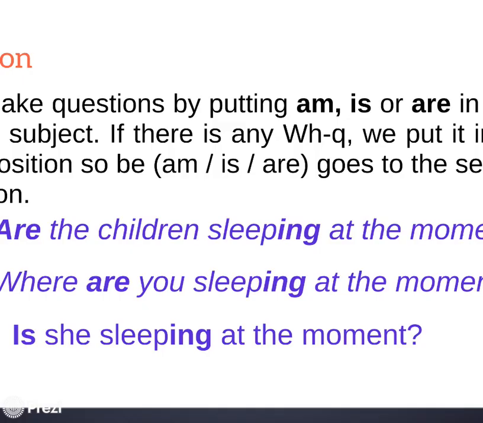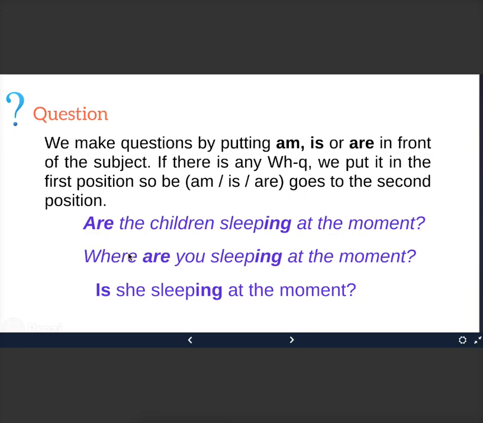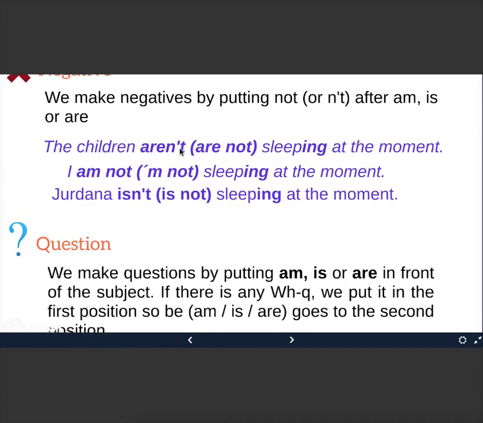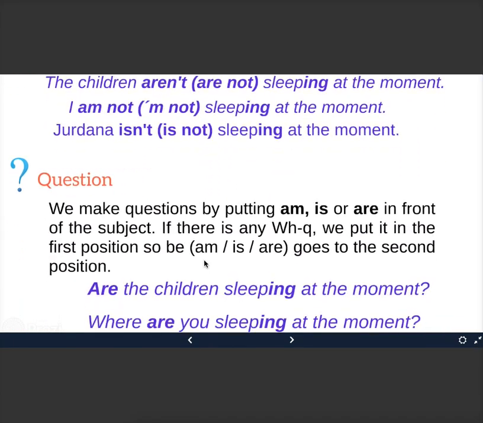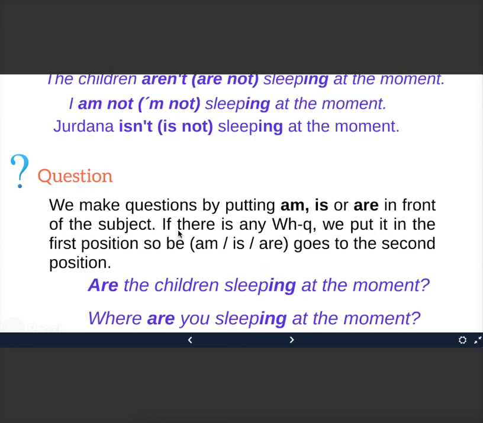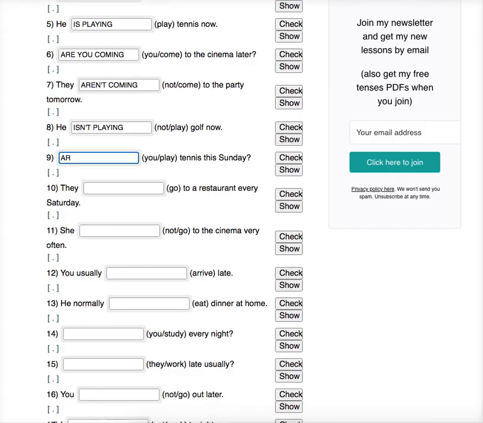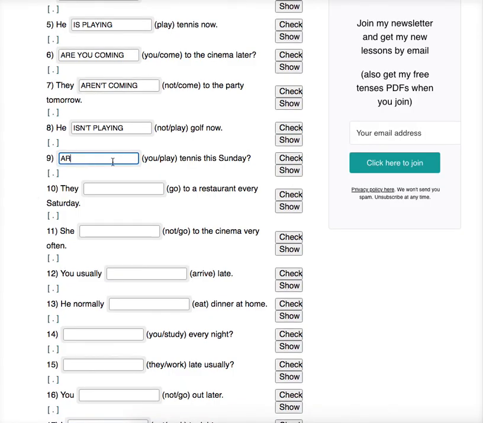Te voy a mostrar las diapositivas. Look at this. Mira las preguntas. En lugar de decir esto, the children are sleeping, dicen, are the children sleeping? Mira que cambiamos algo. El verbo to be va de primeras, acuérdate, y después el sujeto. Entonces lo vas a hacer otra vez. ¿Cómo sería? Pues are you playing tennis this Sunday? That's it. Very good. Diles cuando son preguntas, chicos. Are you playing tennis this Sunday?